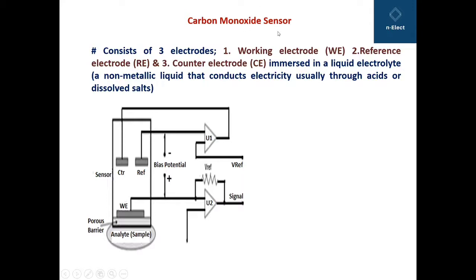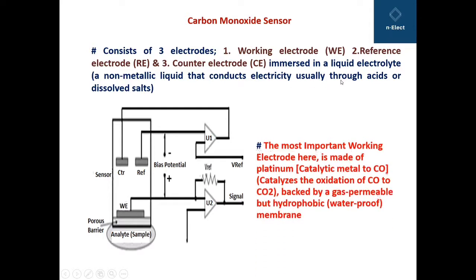So the carbon monoxide sensor basically consists of three electrodes. One is the working electrode, second is the reference electrode, and the third is the counter electrode, which are immersed or dipped in a liquid electrolyte. Liquid electrolyte means a non-metallic liquid that conducts electricity, usually through acids or dissolved salts.